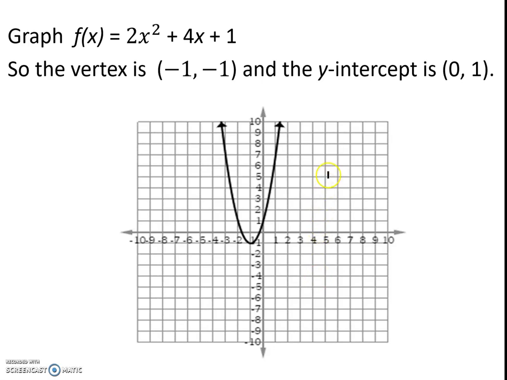Graphing those points then, we have the vertex at negative 1, negative 1, and the y-intercept at 0, 1, and that's our nice quadratic function.